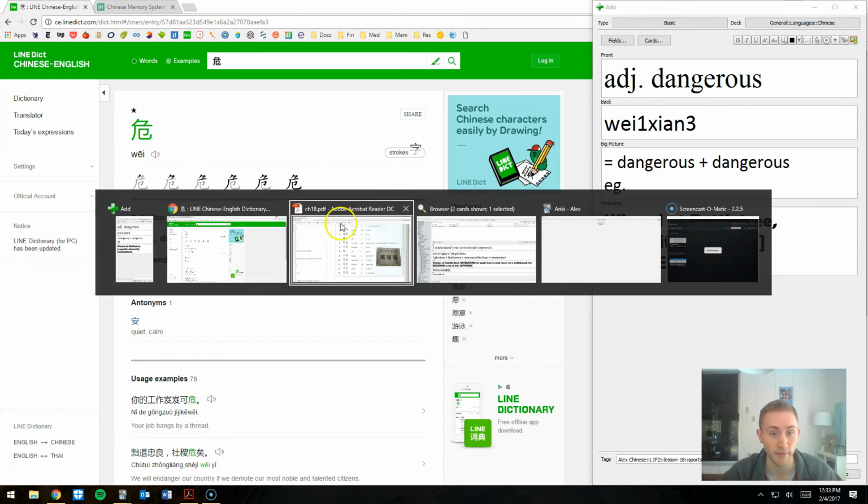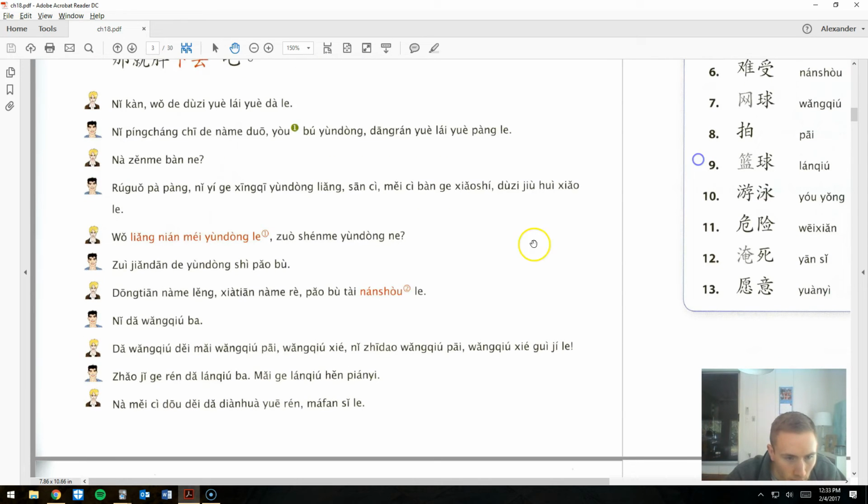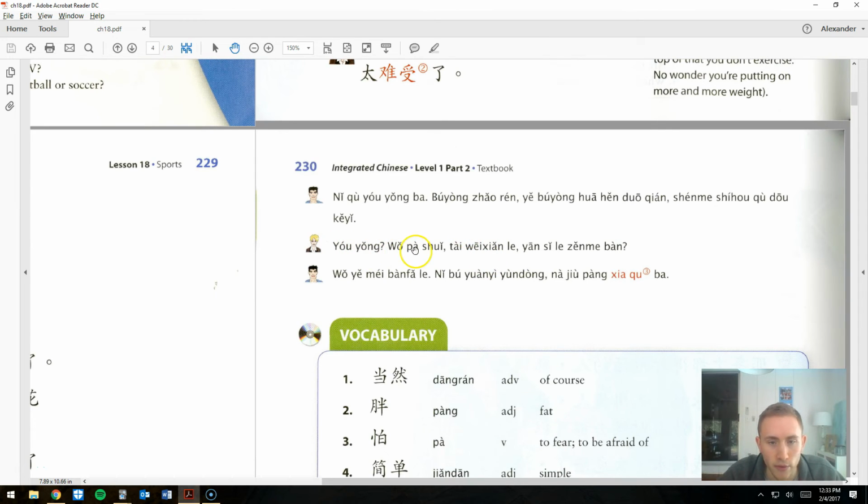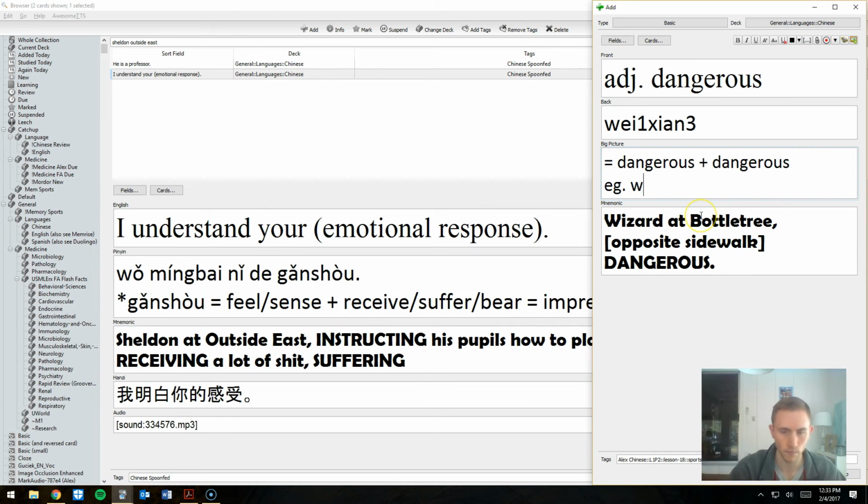And then again, let me just quickly add an example here. Let me find out how it's used. Sorry, it's taking me so long to find this. Did I miss it? Okay, here it is. 游泳, so swim, 我怕水, I fear water. It's too dangerous. So 我怕水太危险了. Okay, so that's a pretty simple example, and it means dangerous. Pretty simple, not too complicated there.